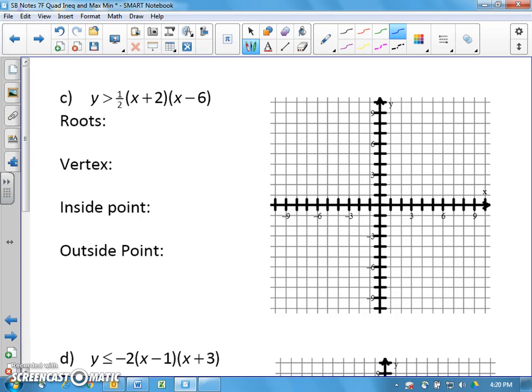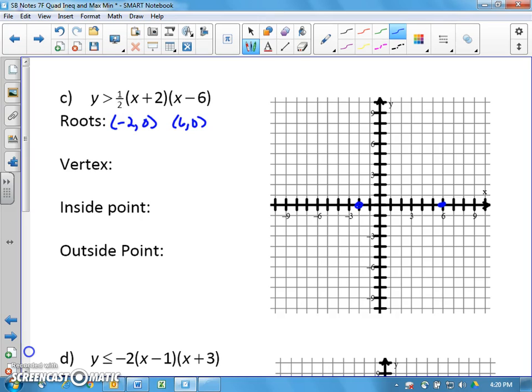Okay, problem C is in standard form, so we're going to think through different things. The first thing we want to consider are our roots. In this case, they would be at (-2, 0) and (6, 0). So these points are points on my parabola. My axis of symmetry has to be exactly halfway between them. This is a distance of 8 units.